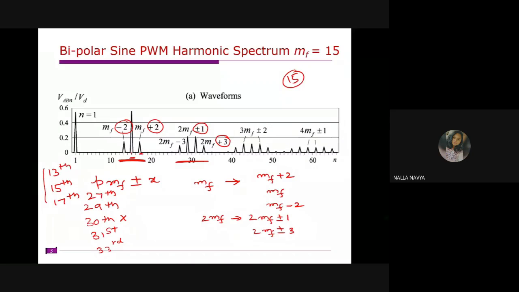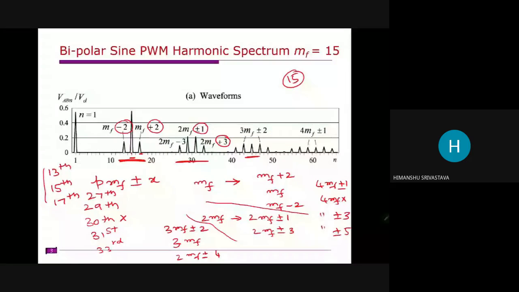Similarly, at 3MF you have a harmonic, and correspondingly at 3MF plus or minus 2, you have harmonics. Similarly, at 4MF you have no harmonic. At 4MF you have no harmonic, and you have harmonics at 4MF plus or minus 1, plus or minus 3, and plus or minus 5.